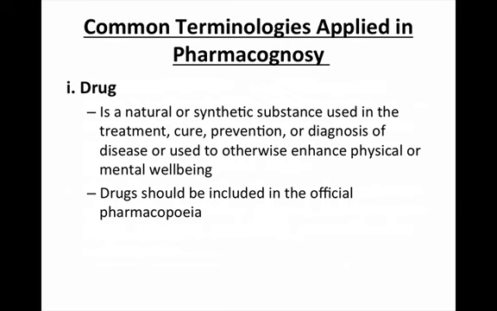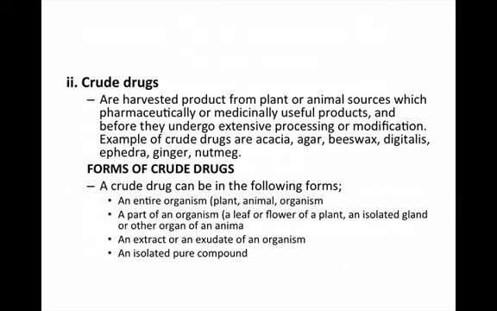Also drug should be included in official pharmacopoeia, ambao official pharmacopoeia ni reference materials, ambapo tunapata hizo information about the drugs. Also another term is crude drug, ambao crude drug refers to harvested product from plant or animal sources which are for pharmaceutical or medicinal use, before they undergo extensive processing or modification. Kama tulivyoona mwanzoni maana ya neno crude drug. Hizi crude drug refer to the harvested product before they undergo extensive processing or modification.